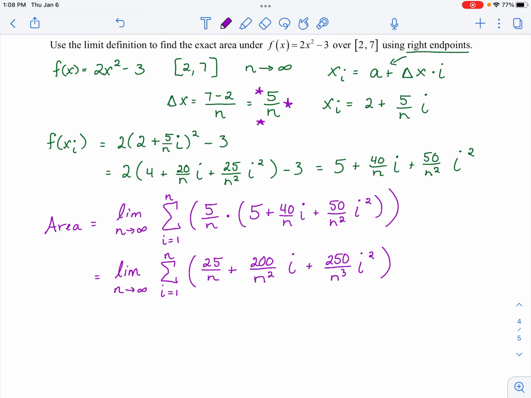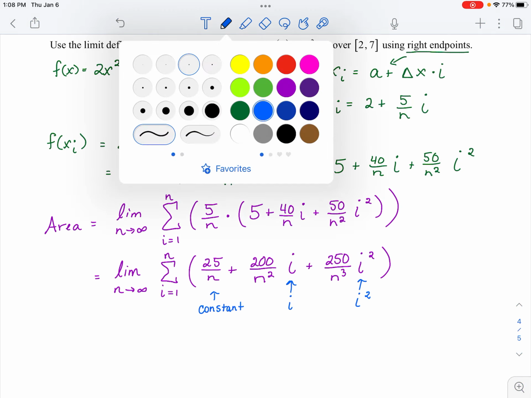Okay? So I want to point out here that this is a constant because there's no i in it. And then I've got i to the first, and then I've got i to the second here. So I'm going to use the constant formula, the i formula, and the i squared formula. The only formula you're not going to see in this example is i cubed. All right, so here we go.